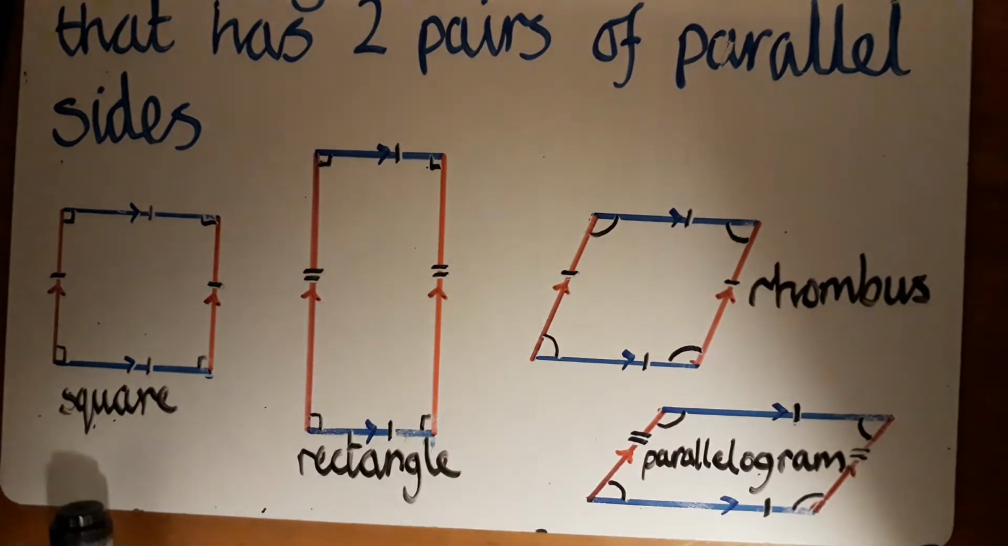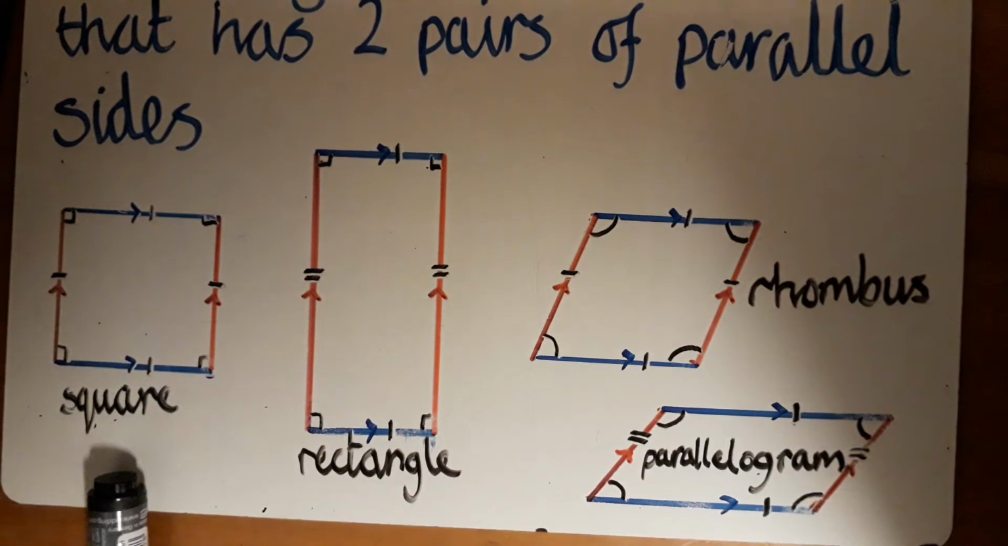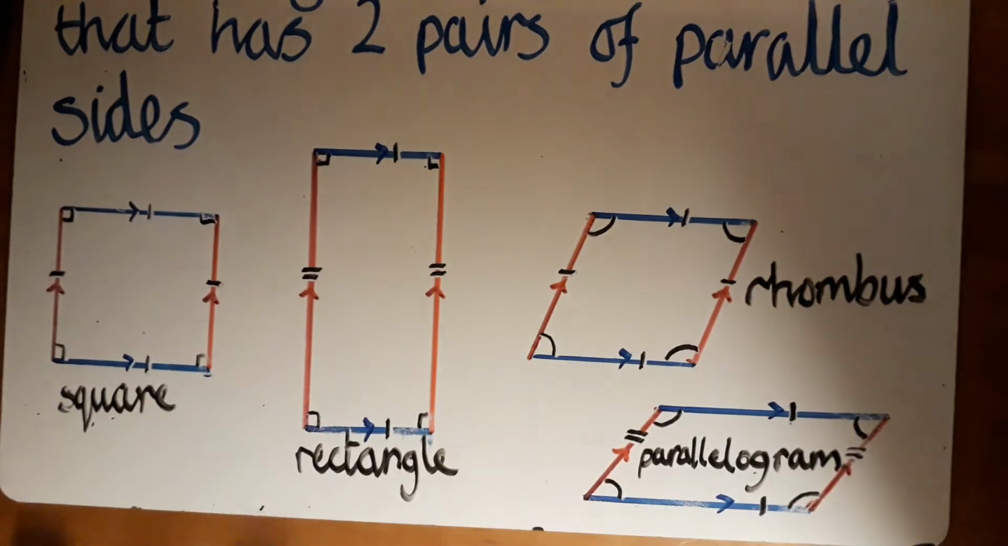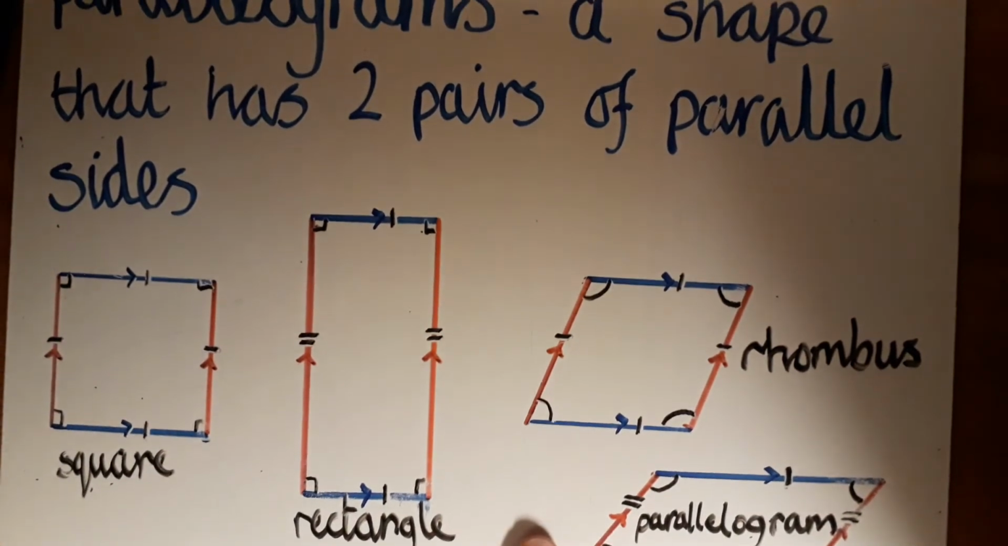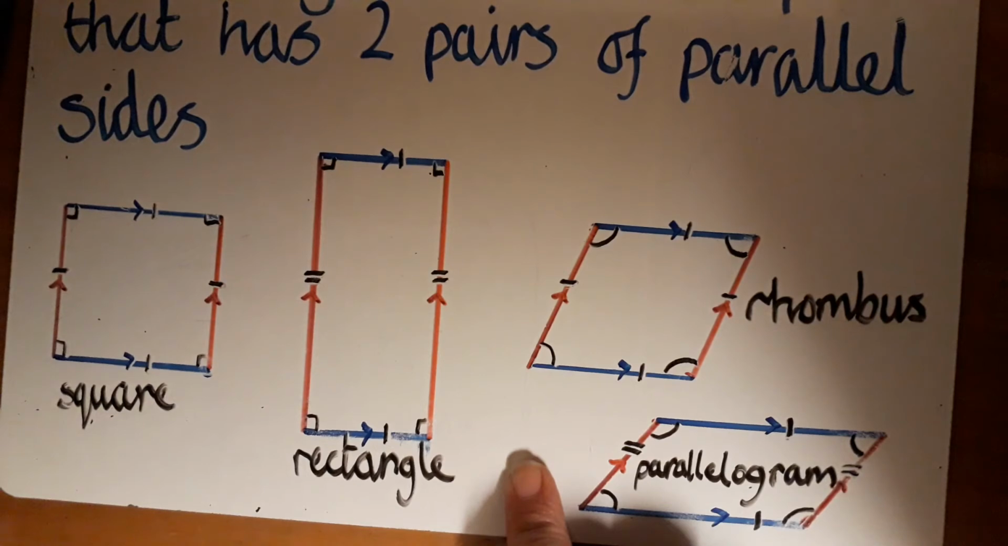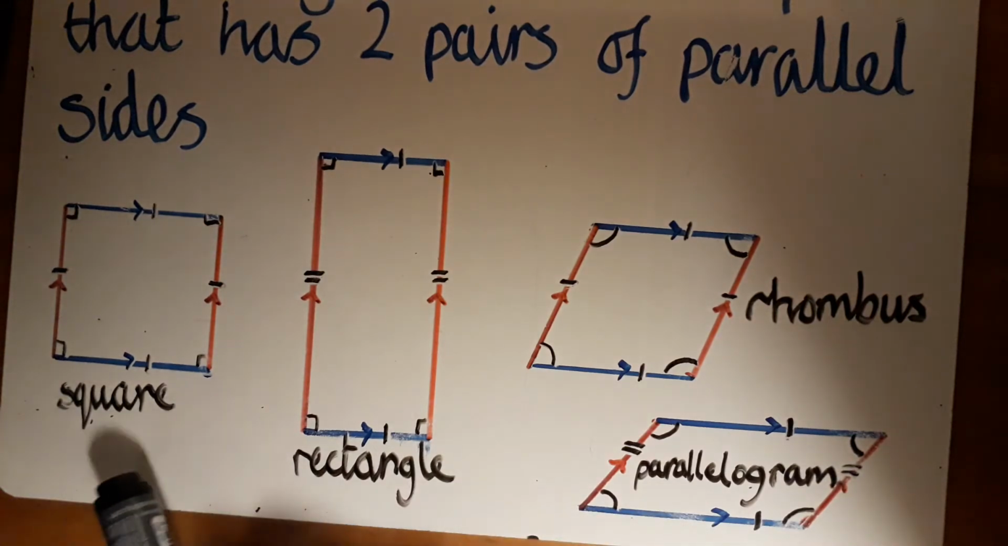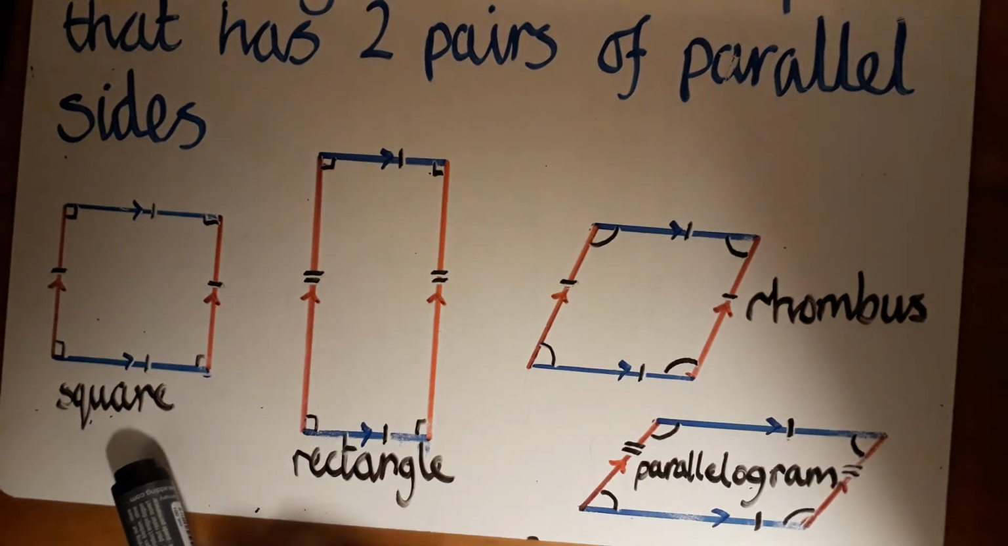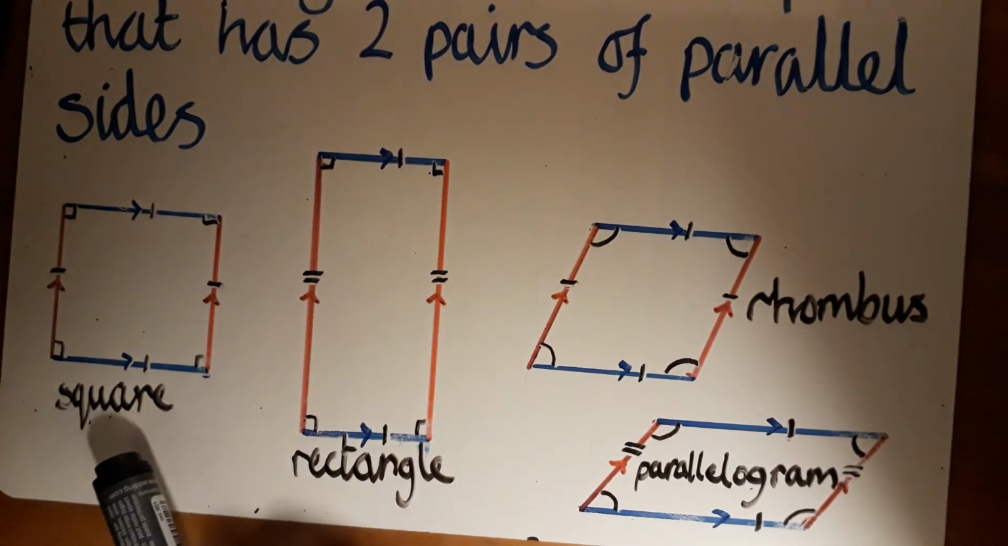So now what I've done is label all the names of the quadrilaterals with their specific properties. Okay, so these four are all types of parallelograms. It's just that a square is a special parallelogram because all of the sides of the shape are equal and all the angles are 90 degrees.